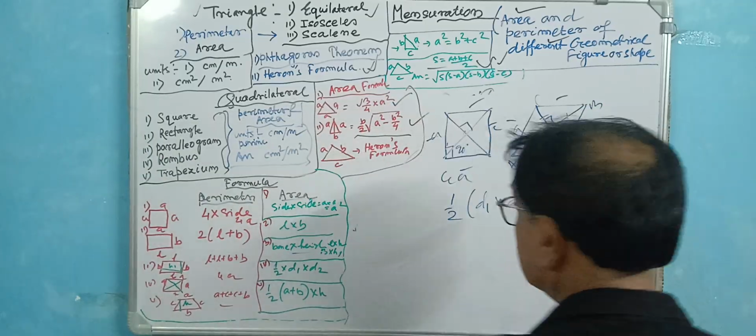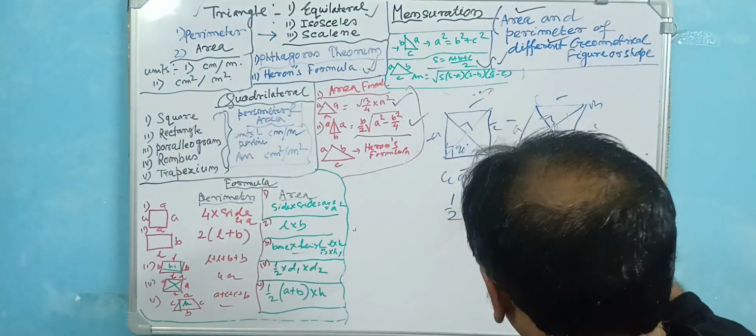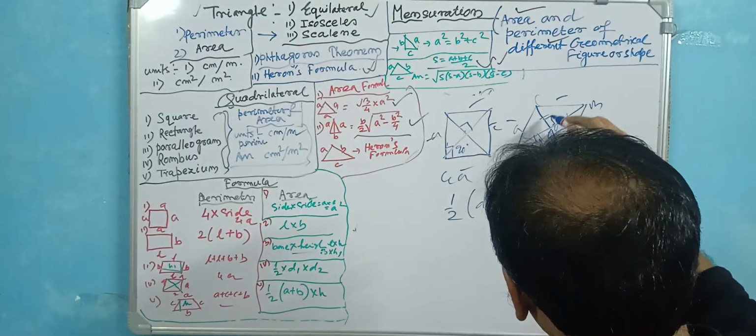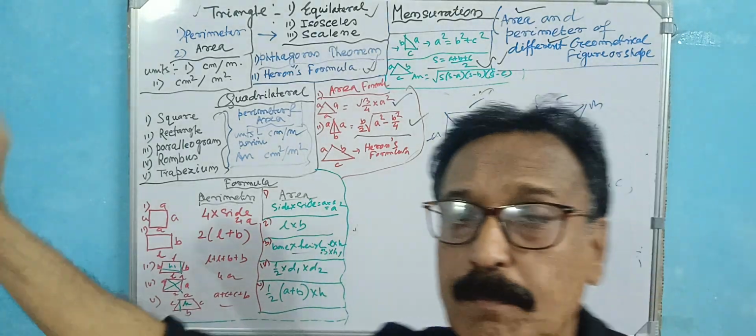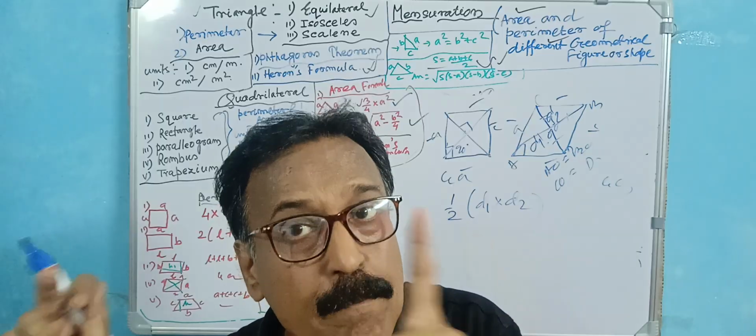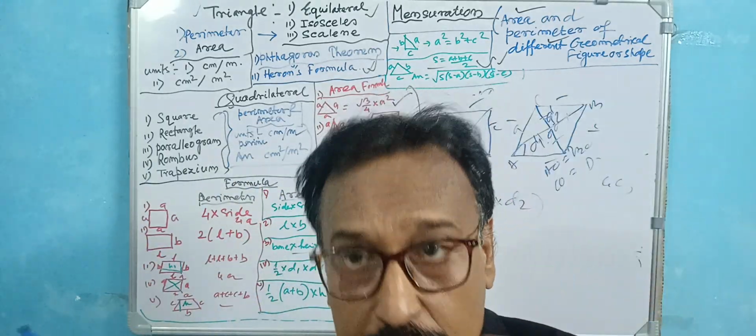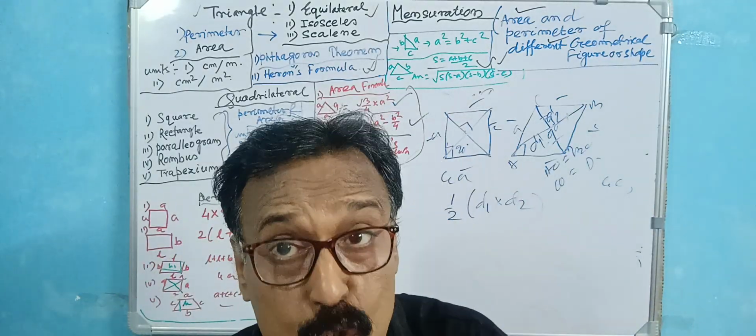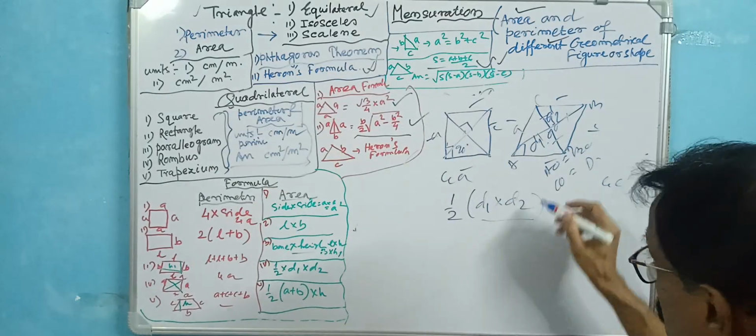In the case of the rhombus, you just calculate the diagonals. Suppose this is D1, this is D2. You should remember these. If the formula is remembered, you can solve the sum very easily. Area is in meter square or centimeter square, and the perimeter is only the length, so meter or centimeter. The basic concept of geometry is very important for solving mensuration sums.